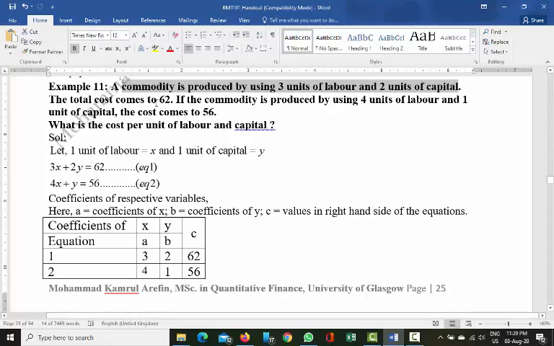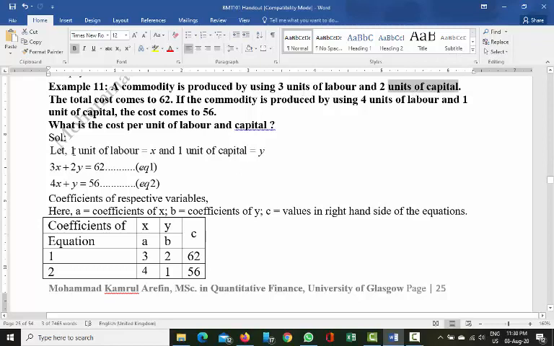The total cost comes to 62. If the commodity is produced by using 4 units of labor and 1 unit of capital, the cost comes to 56. What is the cost per unit of labor and capital? So let us assume that 1 unit of labor costs X taka and 1 unit of capital costs Y taka. So we have labor and capital, those are the two variables.